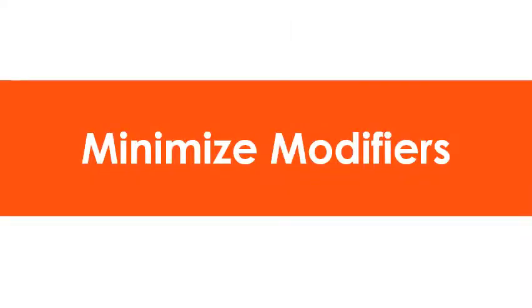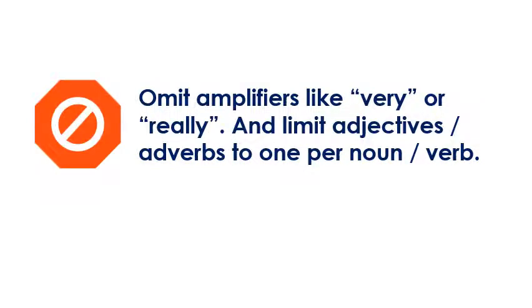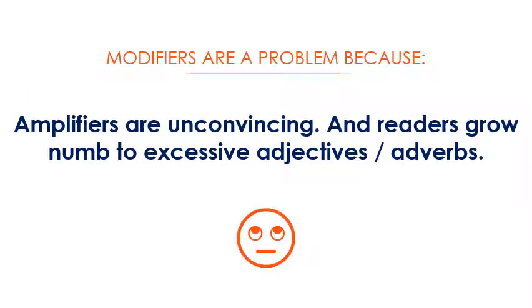Next up on our concision tips, minimize modifiers. Like many of our previous concision tips, minimizing modifiers is pretty easy to follow. One of the first things that you can do to follow this step is look for amplifiers like very or really. If you see these kinds of words, cut them out. Similarly, if you find yourself using more than one adjective or adverb per noun or verb, limit yourself to your most powerful adjective or adverb. Following this step is a really easy way to minimize word count, and it's pretty much cost-free.